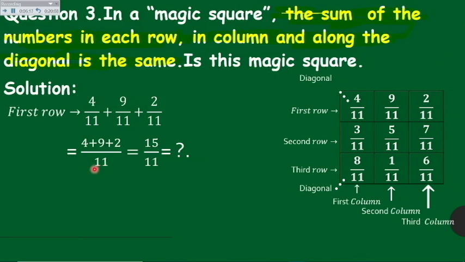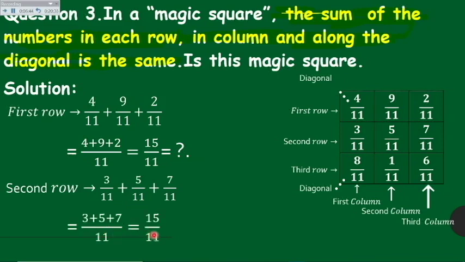Okay, so this is a like fraction, that's why we are performing this addition very simply. And whatever answer you get after converting into a mixed fraction, comment me. Now second row, after performing addition, here also I am getting the same result, 15 upon 11. Okay, is it correct? 11 as it is, 3 plus 5 plus 7, you will get 15.